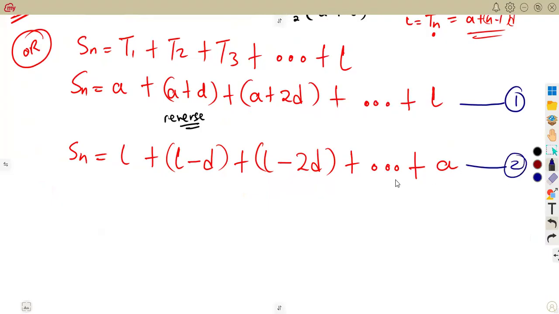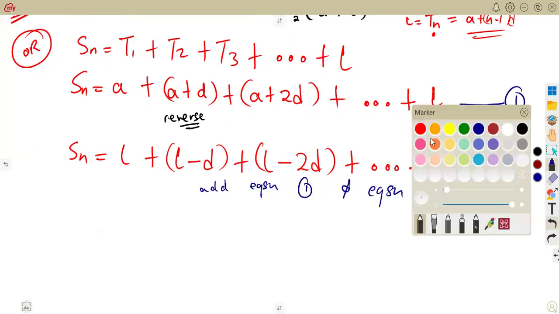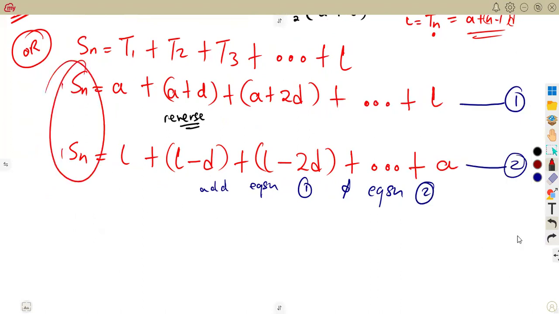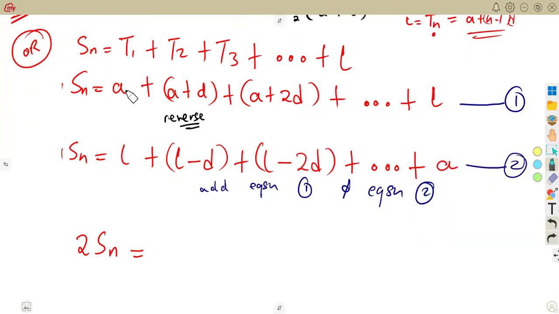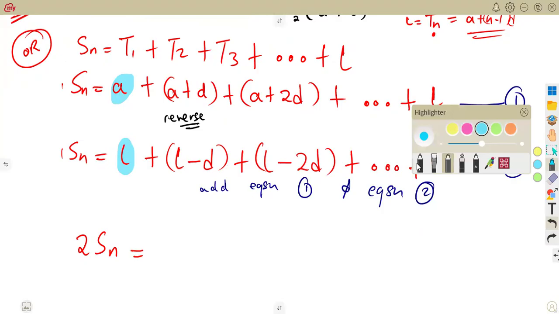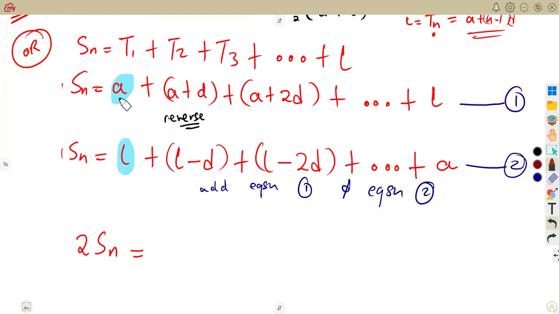As you can see, it's just a repetition of what we had before. We add the two, equation 1 and equation 2. On the left-hand side, that's Sn plus Sn, which is 2Sn. You move on to the right-hand side and do the same thing with corresponding terms: the first added to the first, equation 1 plus equation 2. So if we add, what are we going to have? A plus L. This is not going to change.